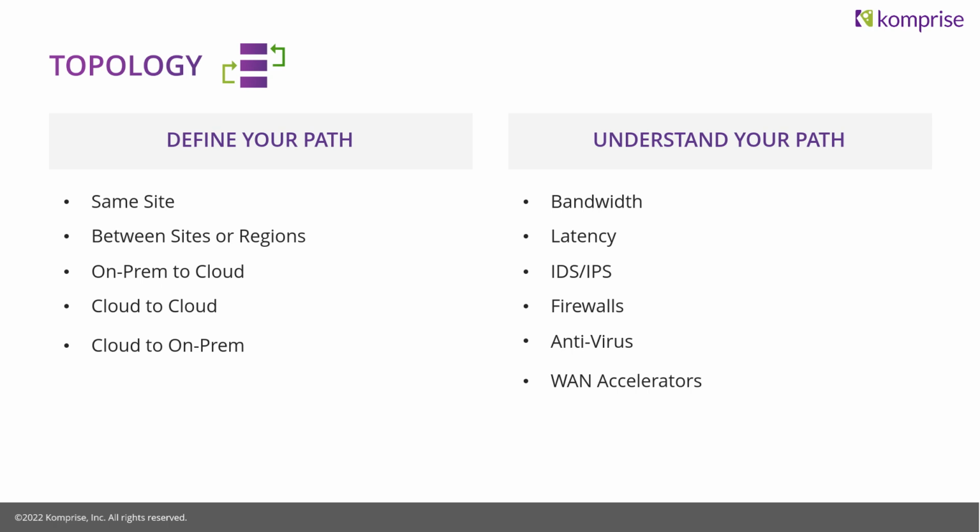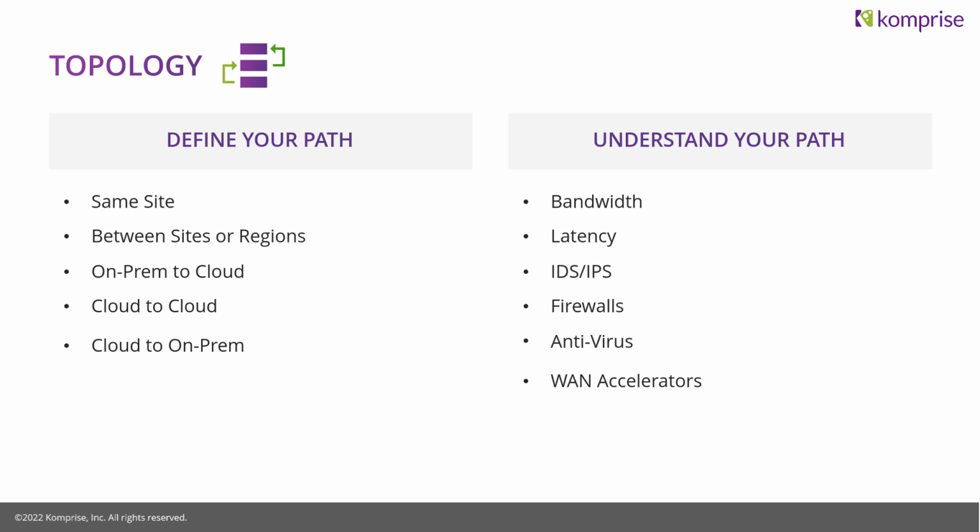Again, we come back to that question about regulations now. If you're going between sites or even regions, take a look at GDPR and other ones to make sure you're still within the boundaries of those. On-prem to cloud, are you going between cloud providers, or are you bringing some of that data back on-prem? Once you define your path, you then want to understand your path. So define it first, understand it second.